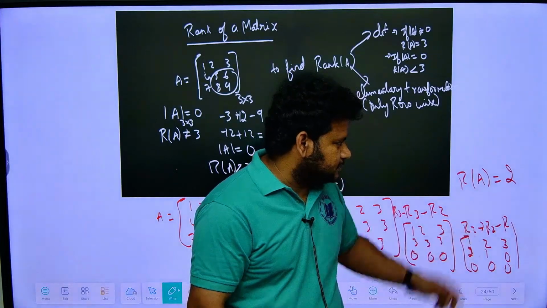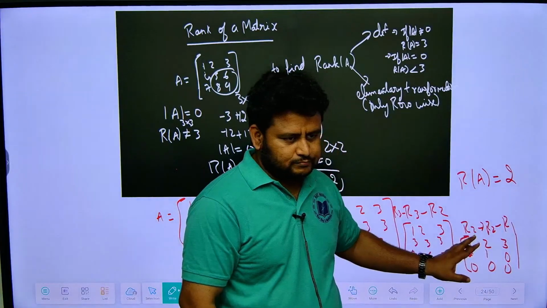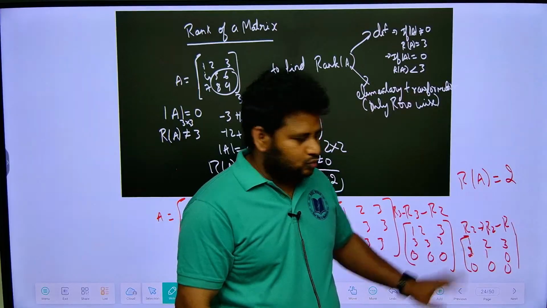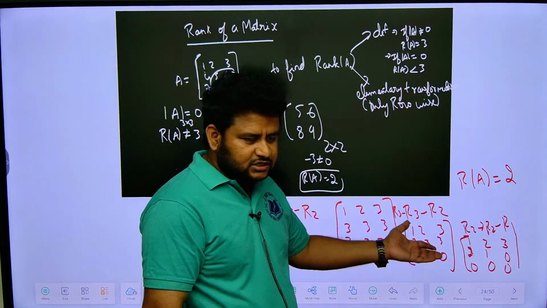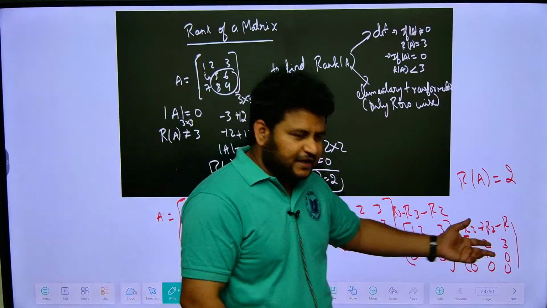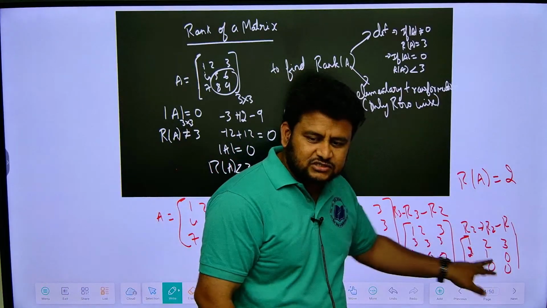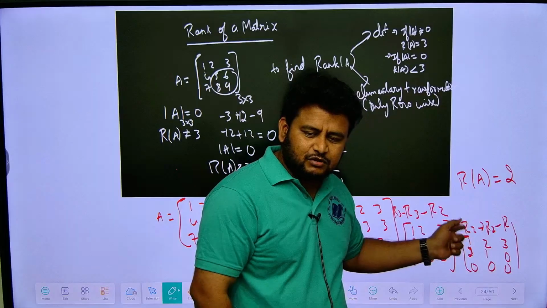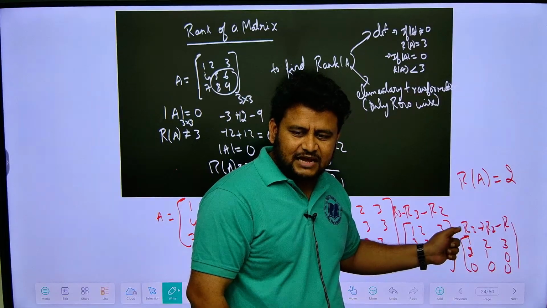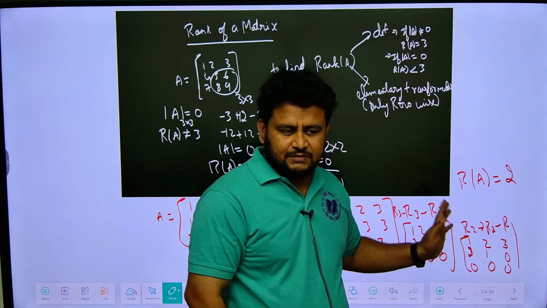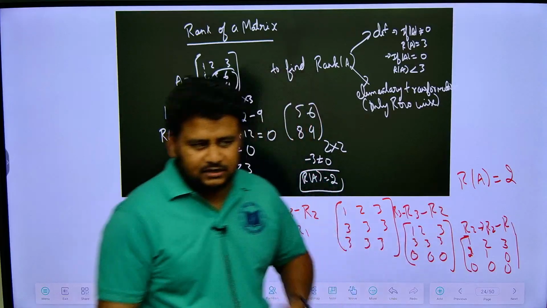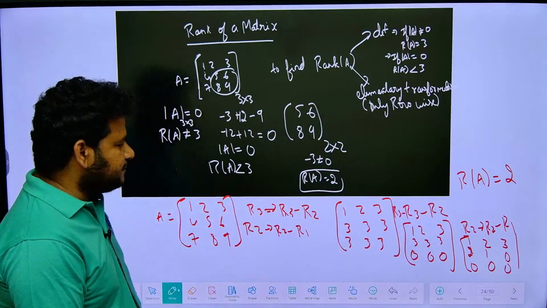Rank of this is 2. Now you can do it this way or this way. So further if I do, and if I get this row 2 as 0, 0, 0, only how many rows are left? Only one row. So that time rank will become 1. Clear? So you can write this down.